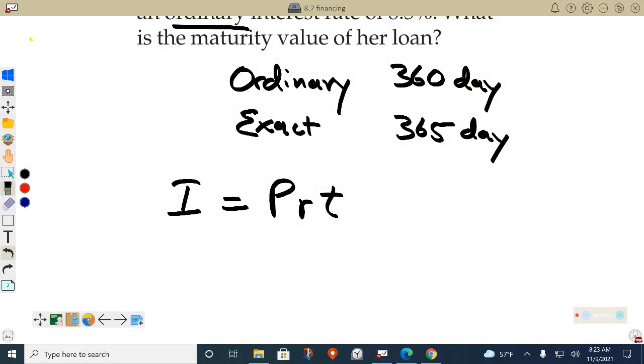What is the bank giving you to keep your money in their bank as a savings account? Now it's, what are you paying the bank to borrow? Same formula.